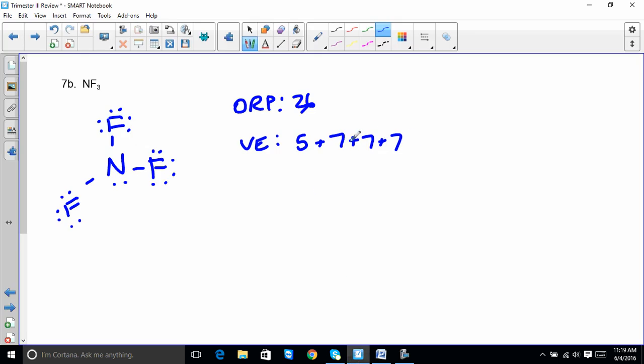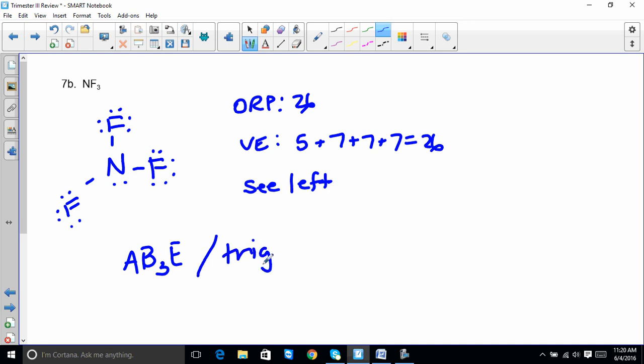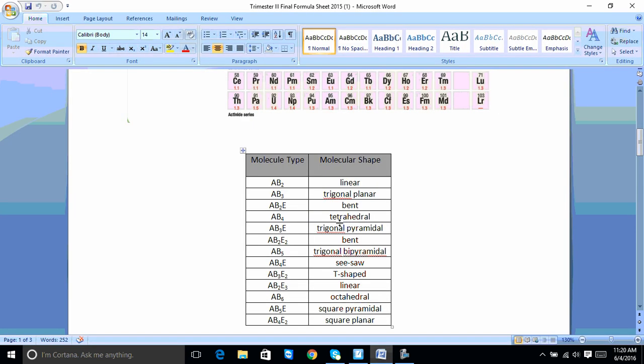But 3 times 7 is 21, and 21 and 5 is 26. And because ORP is equal to VE, this is a correct example because our picture is correct. You can see that nitrogen is the A, B3. But in this case, we do have a pair of unshared electrons on the central atom. So this isn't trigonal planar. AB3 is trigonal planar. This is trigonal pyramidal. And again, right here, you have to learn how to use this. AB3E1 is trigonal pyramidal.